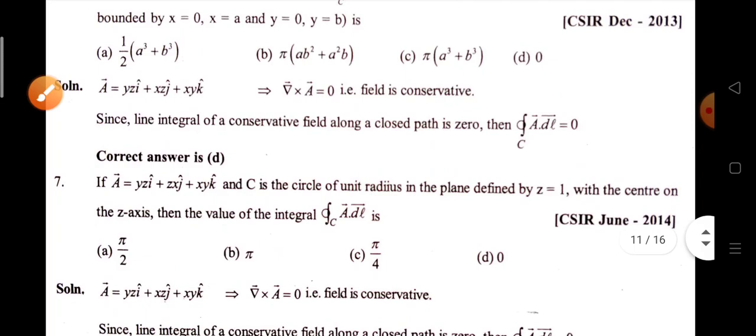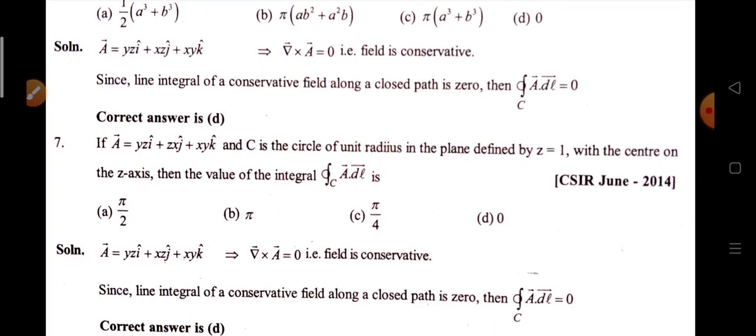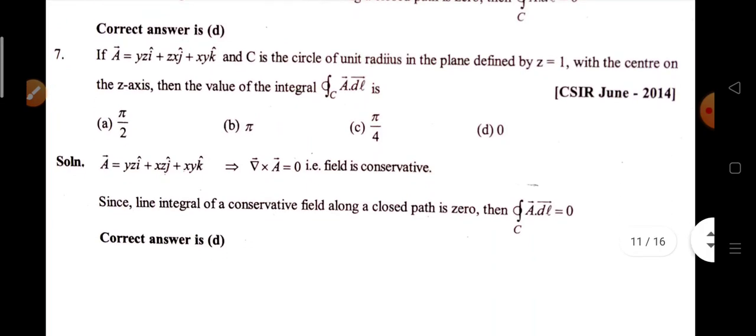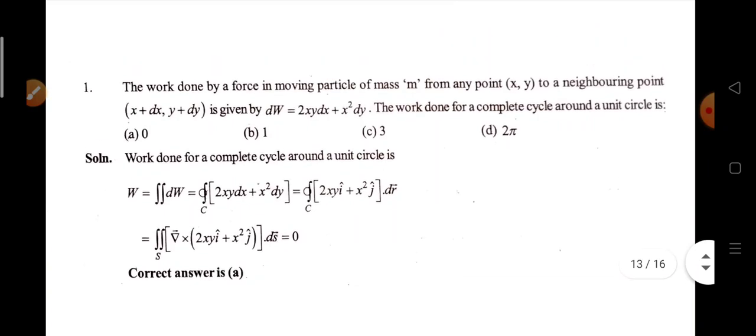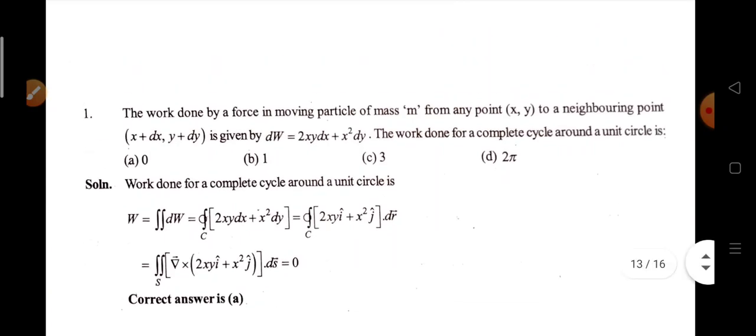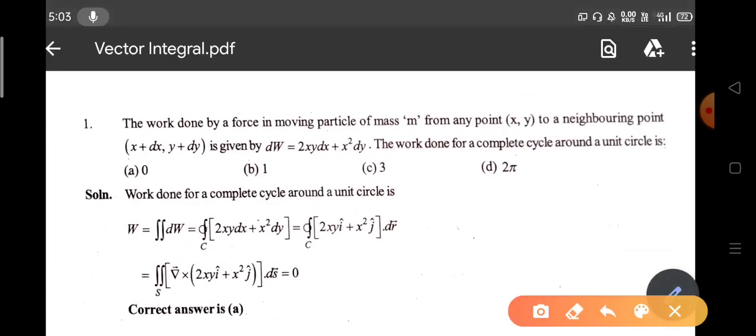Okay, so the same questions are repeating. Whenever you are supposed to find the closed integral of A dot dl, you can apply the Stokes theorem, calculate the curl, and then calculate the surface integral and you will get the result. This kind of question is very important for your preparation. Here is another kind of question, where you have to convert the closed integral over C into a surface integral.